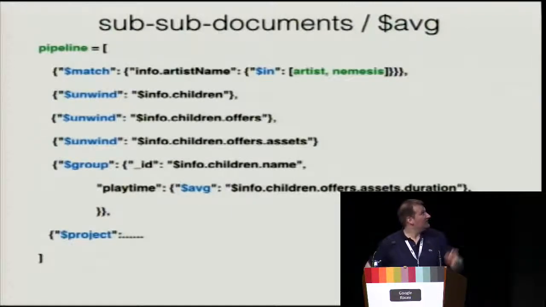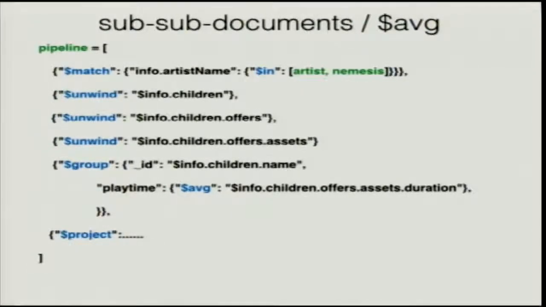What we're doing, as you see, is we now have three unwind stages. First we unwind the songs, and then we unwind the song offers. Within those song offers, assets is where the playtime is stored. We want to access this information, so that's why we have a pipeline of unwind, unwind, unwind, and then we can group by going down the path to the song name, and then we do an average of the path of the duration we have stored within the assets.